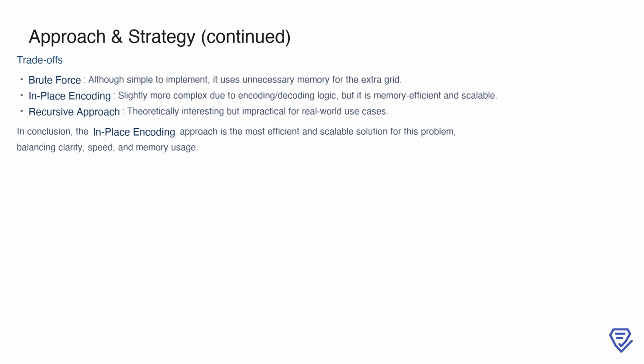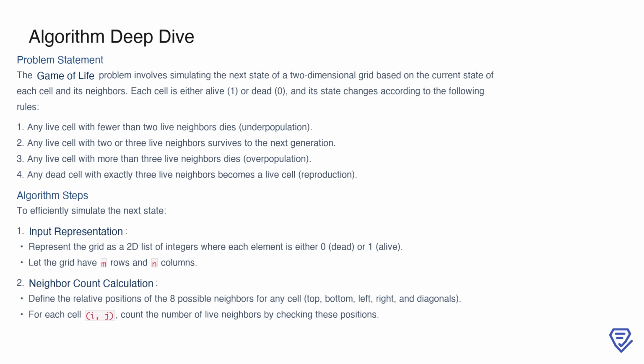The recursive approach, though theoretically interesting, is not practical due to its inefficiency and the risks associated with deep recursion, such as stack overflow. Ultimately, the in-place encoding method stands out as the most efficient and scalable solution to this problem. It strikes the right balance between clarity, performance, and memory usage, making it an excellent choice for solving the game of life effectively.